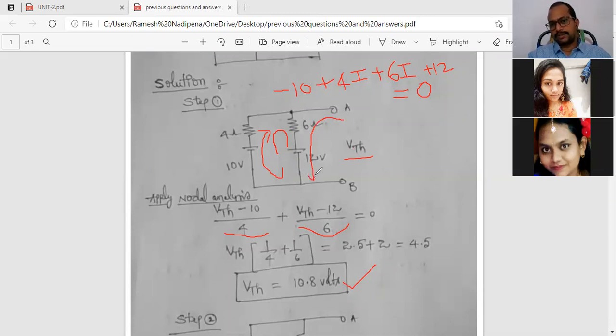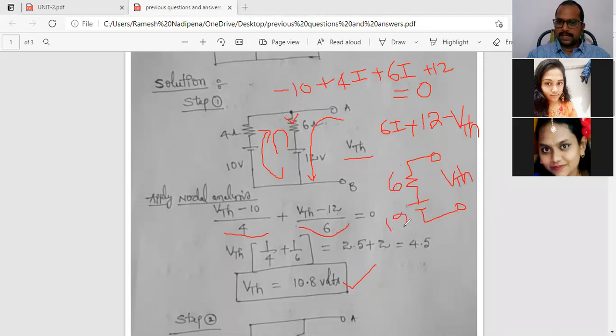Apply KVL. This is the current flow. Here 6 into I plus 12 plus minus VTH. Simple. But students, I consider only this branch, don't confuse. So this is 12 volts. I consider only this branch, across these terminals VTH. So this is 6 ohm, this is 12. This is another method.